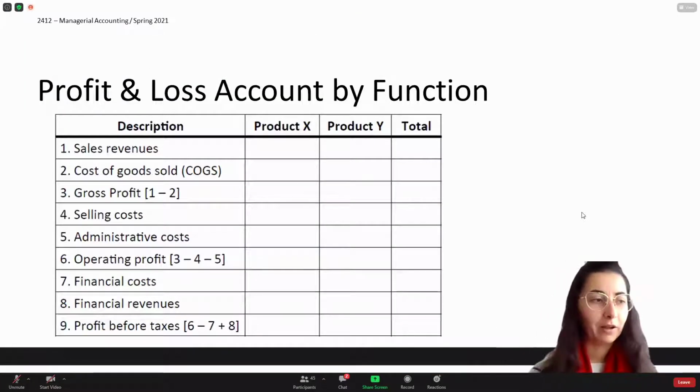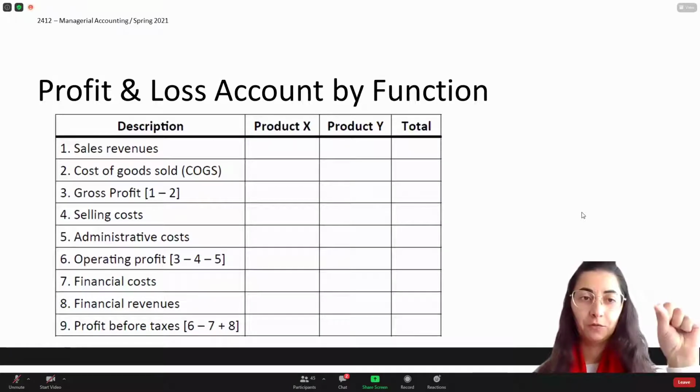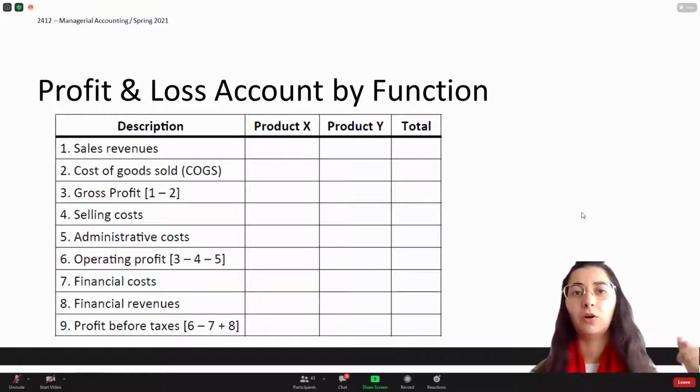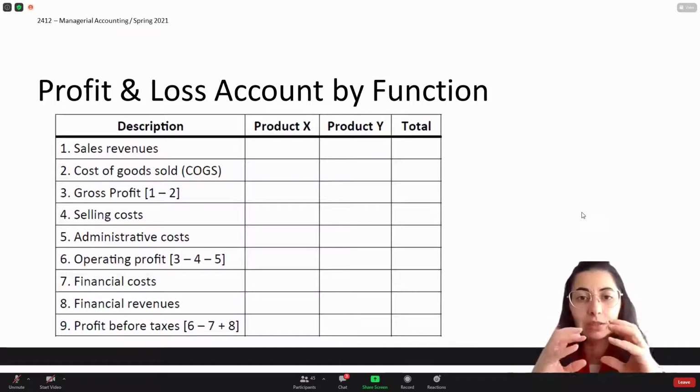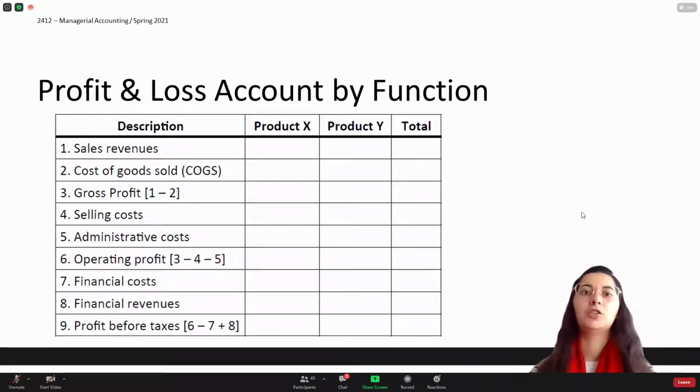The P&L by function. So we have the costs categorized according to the business function. The first item, number 2, is only manufacturing costs, and then selling costs will include personnel costs, depreciation, etc., only related with selling costs, and so on and so forth. So we just categorize costs differently and also assemble the P&L in a way that helps managers to make decisions.